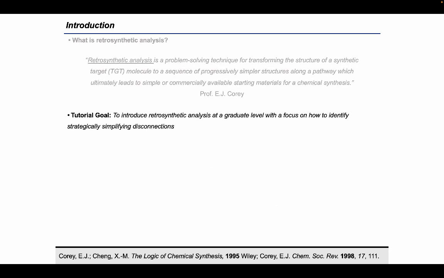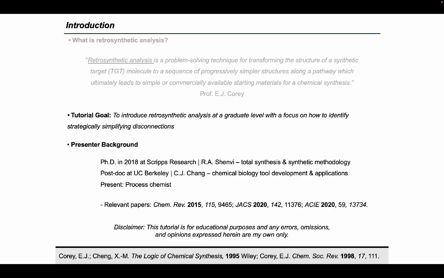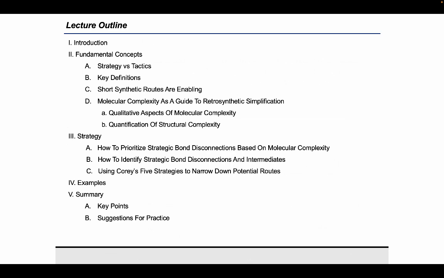My goal with this tutorial is to introduce retrosynthetic analysis at a graduate level with a focus on how to identify strategically simplifying disconnections, as opposed to covering the vast majority of tactical means for enacting a given set of disconnections. For a more detailed discussion, I would refer you to Corey and Cheng's seminal text, The Logic of Chemical Synthesis. My own background and training is in total synthesis and synthetic methodology, and I'm fortunate to be able to apply these principles of retrosynthetic analysis in my work as a process chemist. As a disclaimer, this tutorial is for educational purposes, and any errors, omissions, and opinions expressed herein are my own only. For your reference, here's an outline of this lecture.